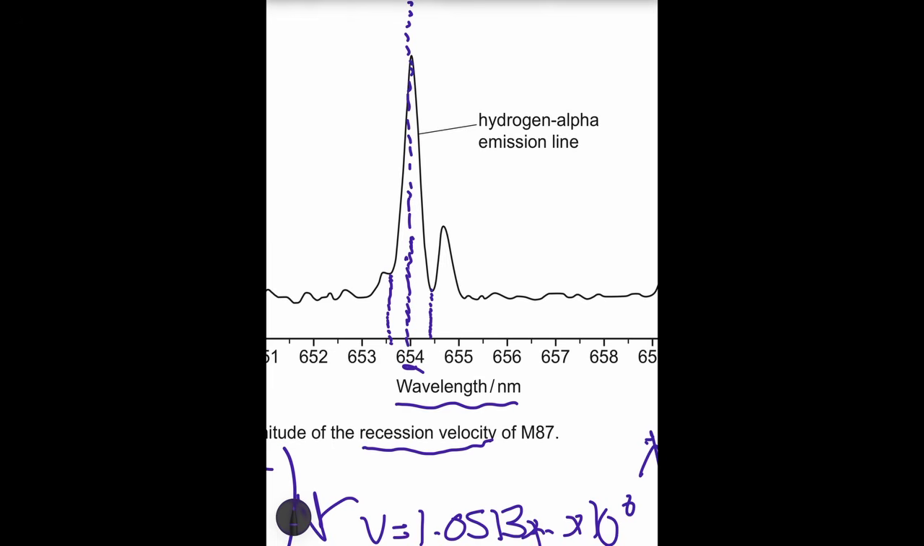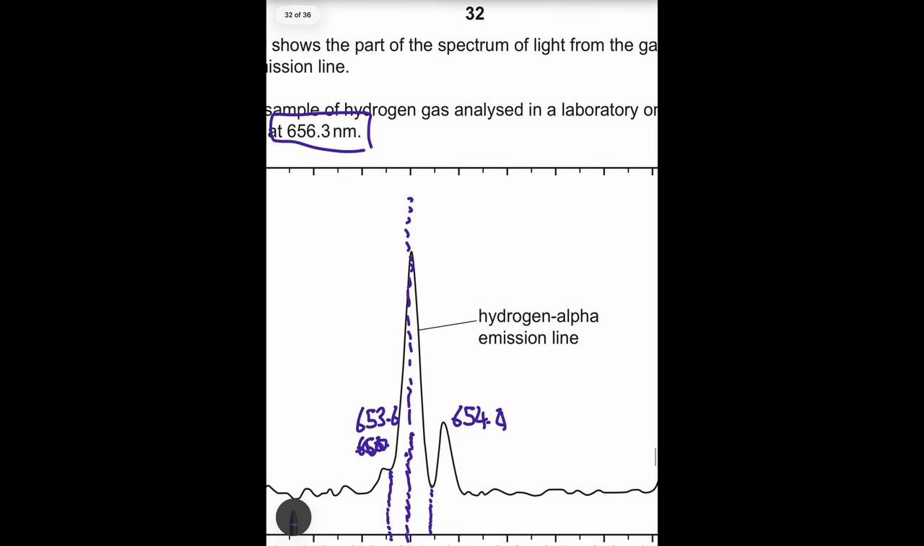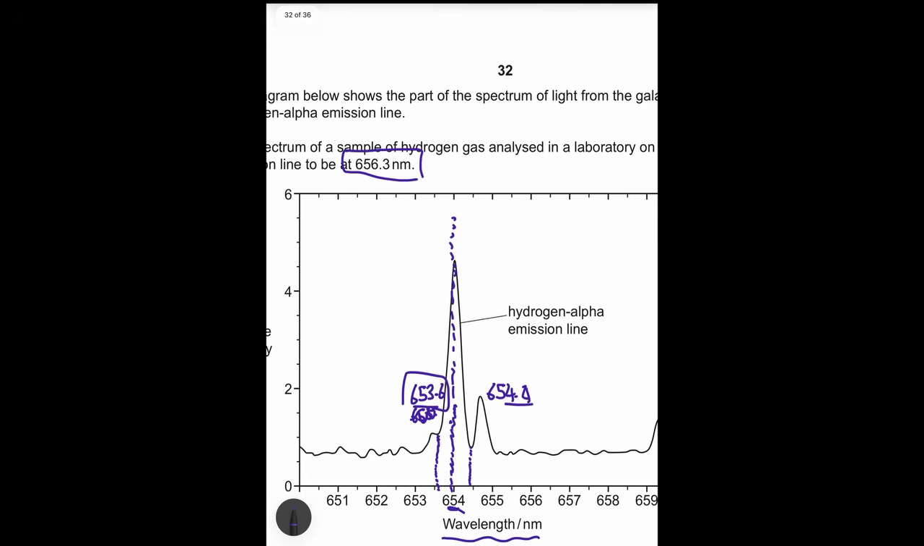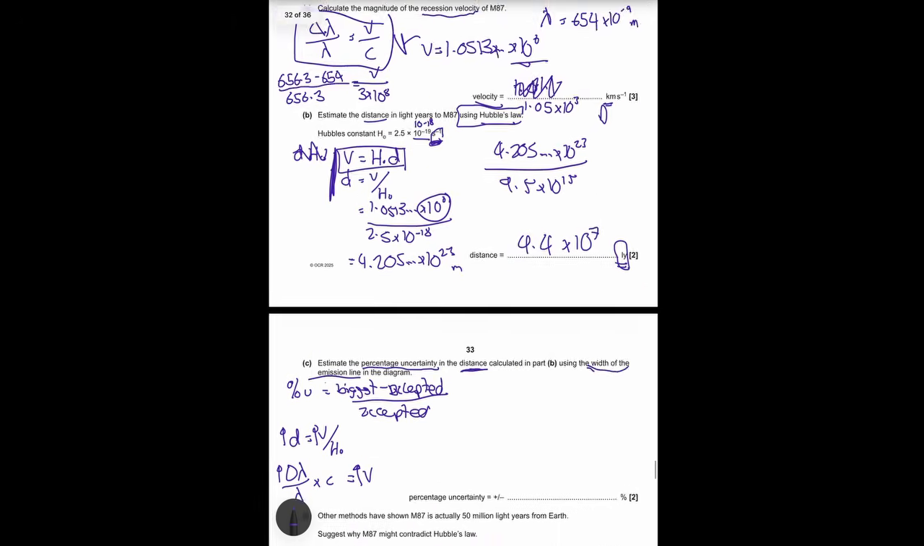Yeah, that's right. So I've got 653.6 here and 654.4 here. Well, this is my real value over there. So if I want to get the biggest difference, these are both smaller than that value. So I'm going to take the smallest one basically. So to get my biggest change in wavelength, I'm going to have to go 656.3 take away 653.6. So let's do that down here.